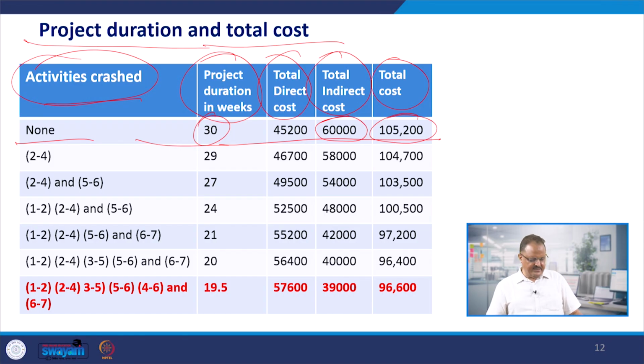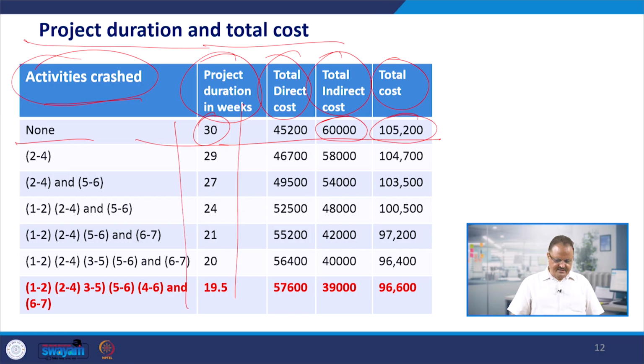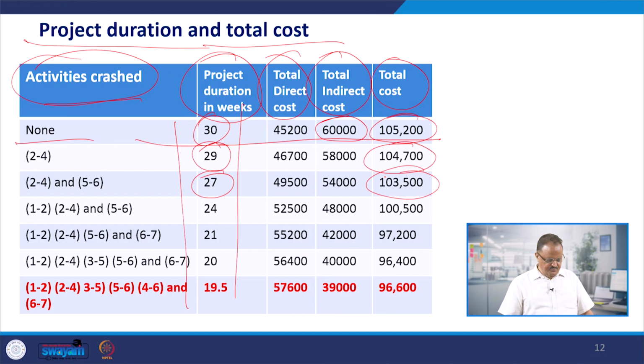But when we saw that there is a possibility of reduction of the time, we started crashing the activities, right? So we crashed activity 2 to 4 first, so the time came down to 29 weeks, and the total cost also came down to 104,700. Then we crashed the next activity and the time period came down to 27 weeks and total cost further reduced. And then we crashed one more activity, so duration came down to 24 weeks and the total cost came down to 100,500.